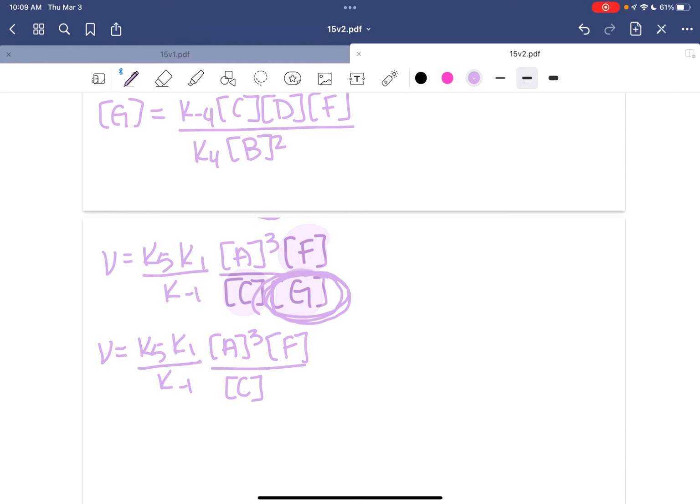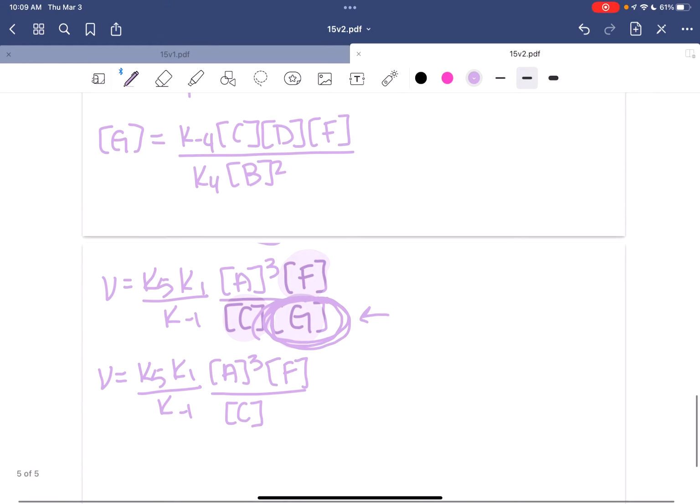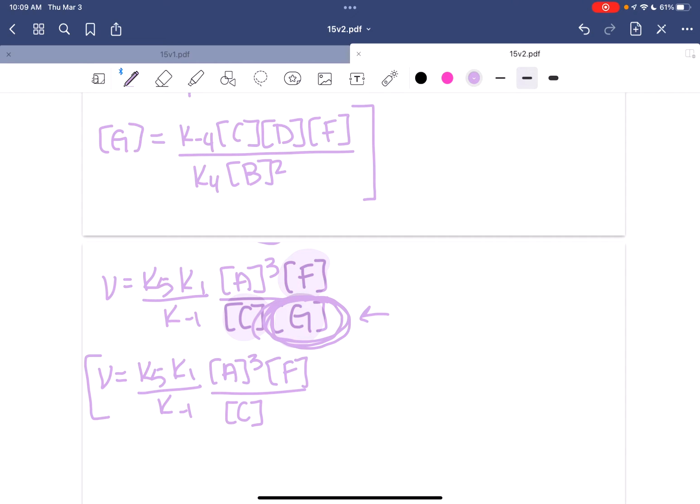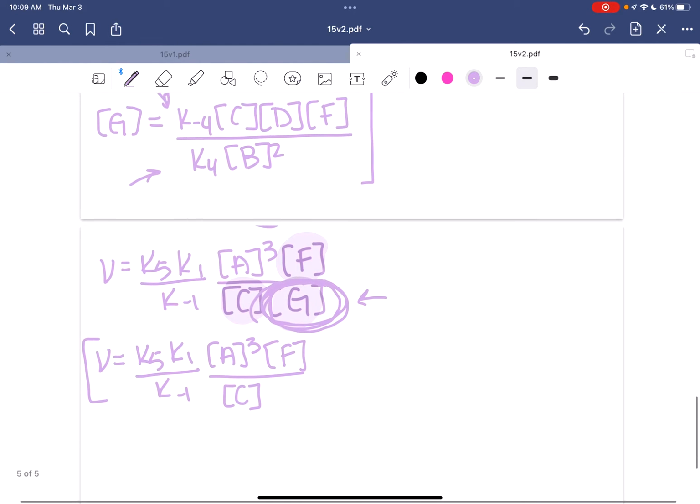And now the one thing that I want you to pay attention to is that G is on the bottom of the fraction here, which means we're going to be dividing our rate law equation by all of this that G is equal to. So when we're dividing by something with fractions, everything's going to be flipped. So whatever's on the bottom is going to turn into the top of the fraction, and everything that's on the top of the fraction will turn into the bottom. So we'll multiply by that reciprocal.